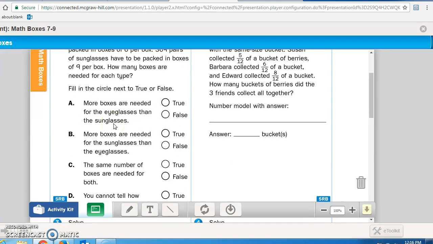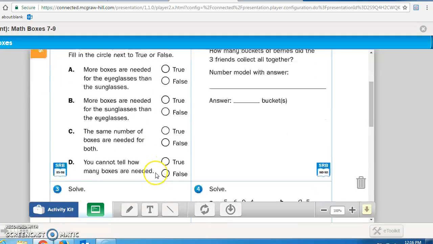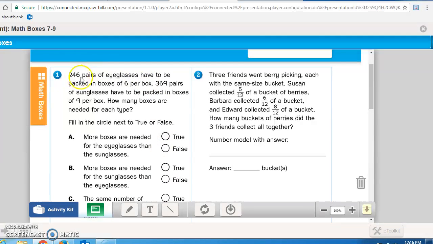In order for you to be able to answer these, you have to figure out the math problems up above, and then true or false. More boxes are needed for the sunglasses than the eyeglasses. True or false. The same number of boxes are needed for both. True or false. Or you cannot tell how many boxes are needed. Well, that's going to be false because you can figure it out based on the numbers that they gave you here. Pause the recording and finish Math Box 1.